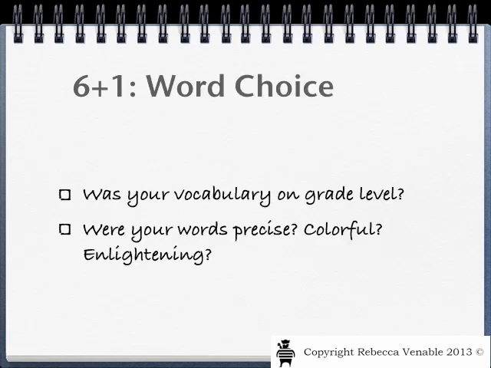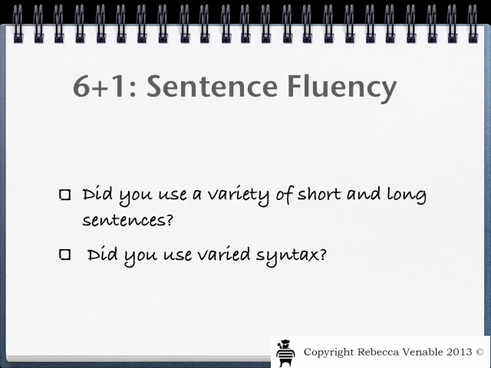With word choice, you need to question, how did your vocabulary come out? Were you on grade level? Were your words precise, colorful, enlightening? Sentence fluency is sort of similar. You're checking to make sure and thinking about, did your sentences vary? Were there syntax differences?